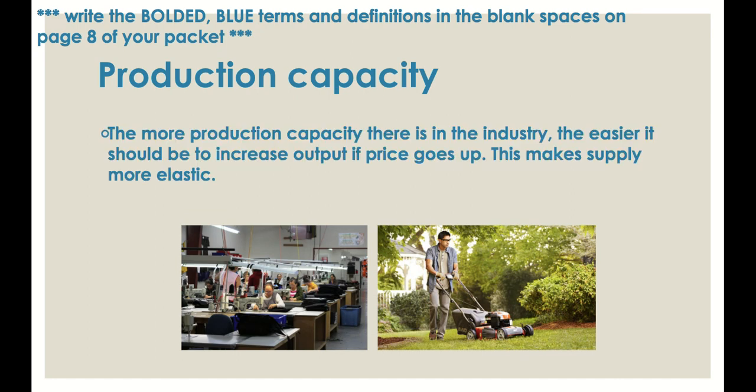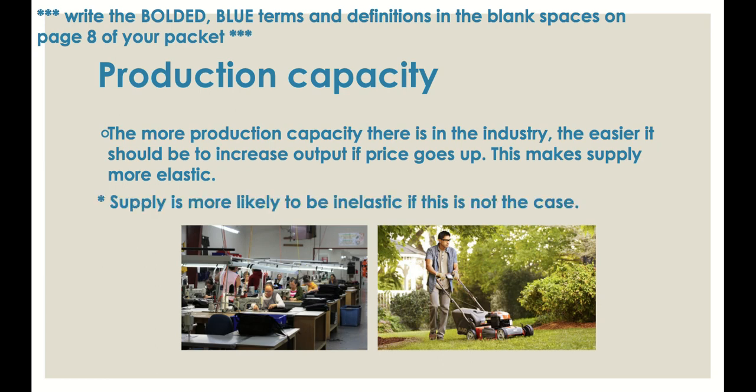Next up is production capacity. So the more production capacity there is in the industry, the easier it should be to increase output if price goes up. This makes supply more elastic. And supply is more likely to be inelastic if this is not the case. So you might be wondering, well, what is production capacity? So production capacity is just, well, how many resources does the firm have to produce goods, right?